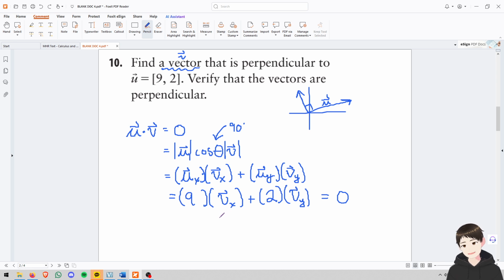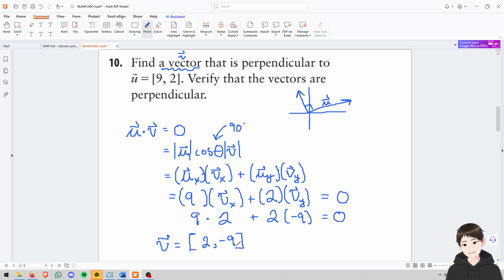So if the x value was a 2 here, 9 times 2, that's an 18. Since this is a 2, I'm going to multiply this with a negative 9 to create a negative 18. Long story short, vector u could be 2 comma negative 9. Is that the only one?